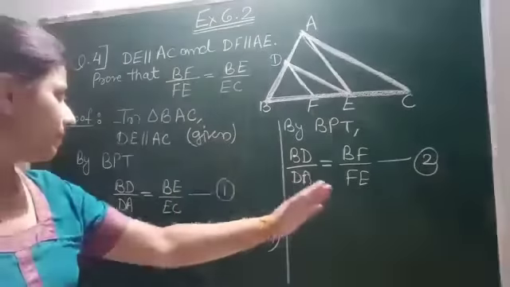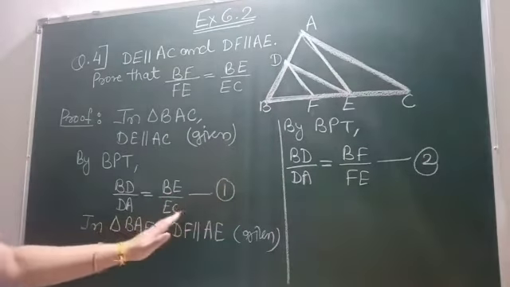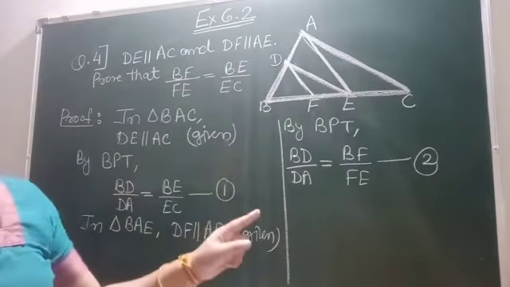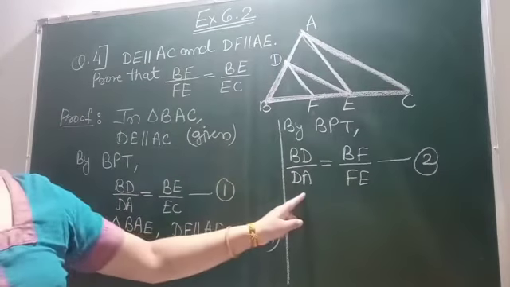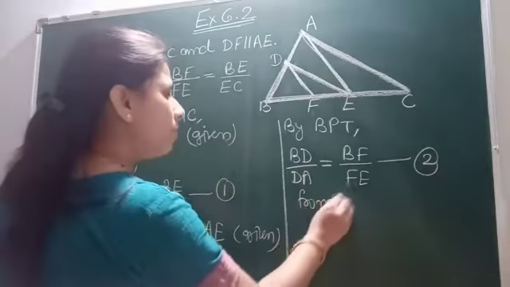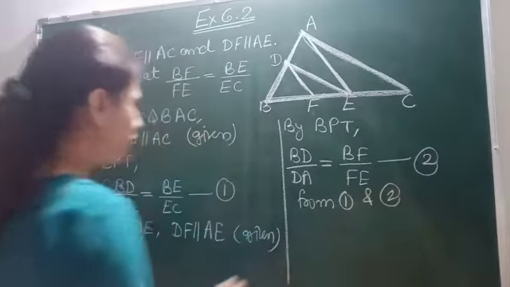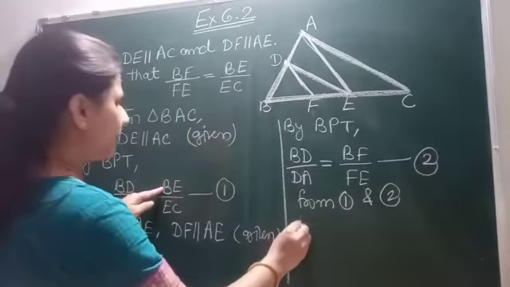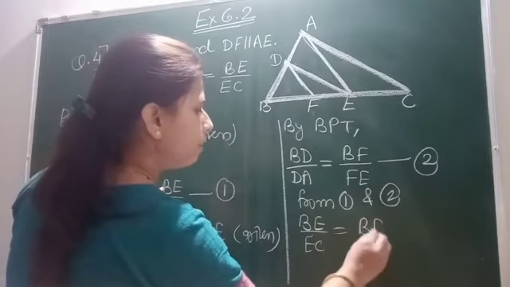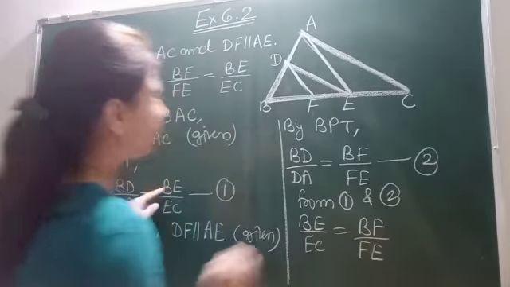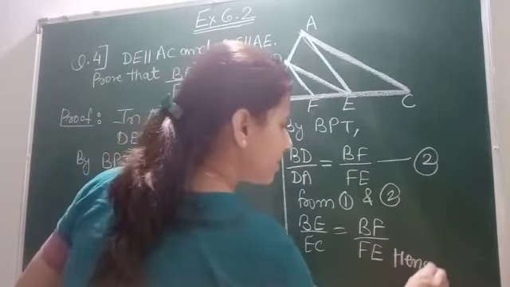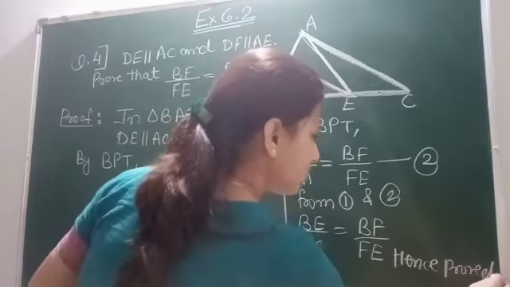Now again we will compare both the equation 1 and equation 2. As you can see here, student, in equation 1 and 2, their left hand side parts are equal. So obviously their right hand side parts will also equal. So from 1 and 2, what we will get? We will get this BE upon EC equals to BF upon FE. Okay. And this we had to prove. So we proved this. Hence proved.